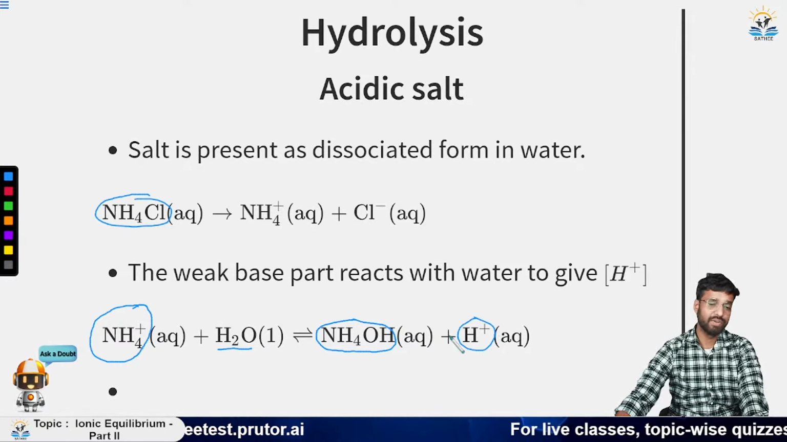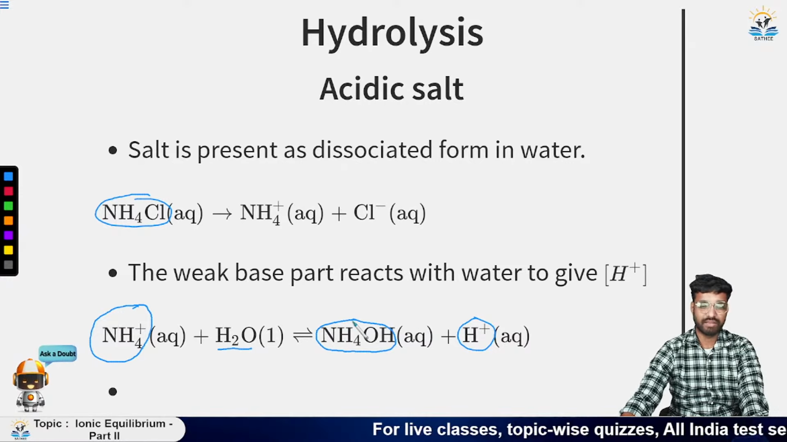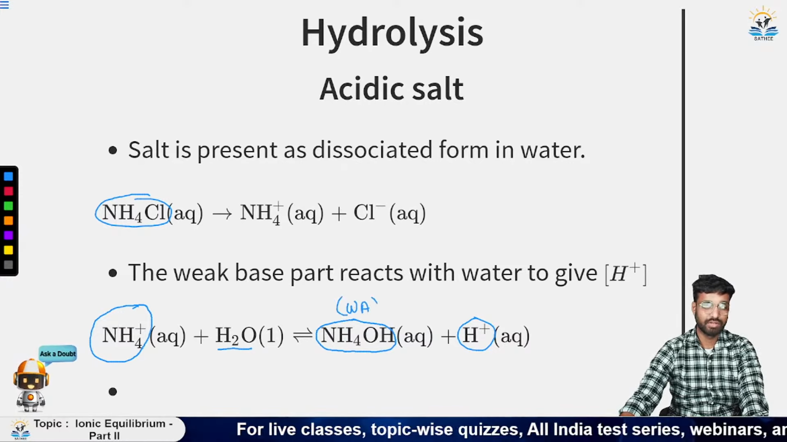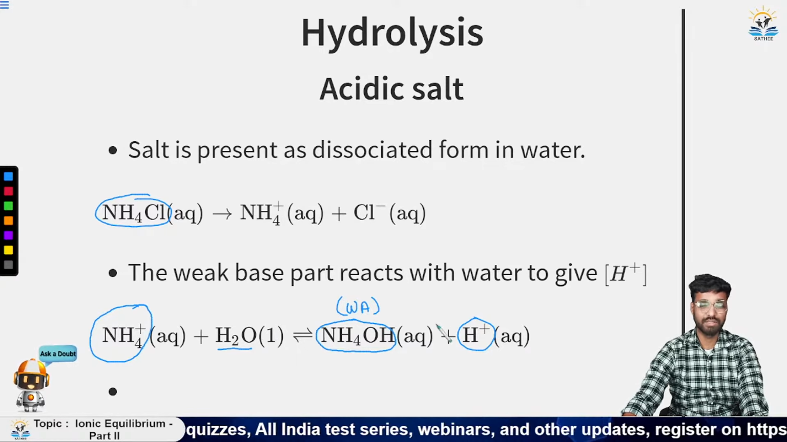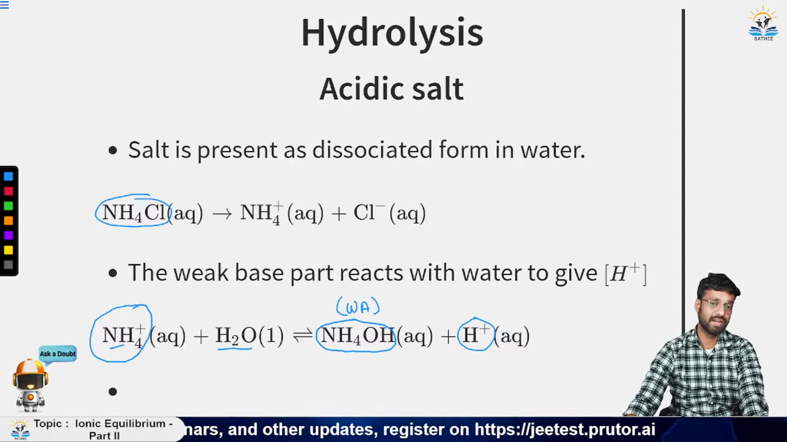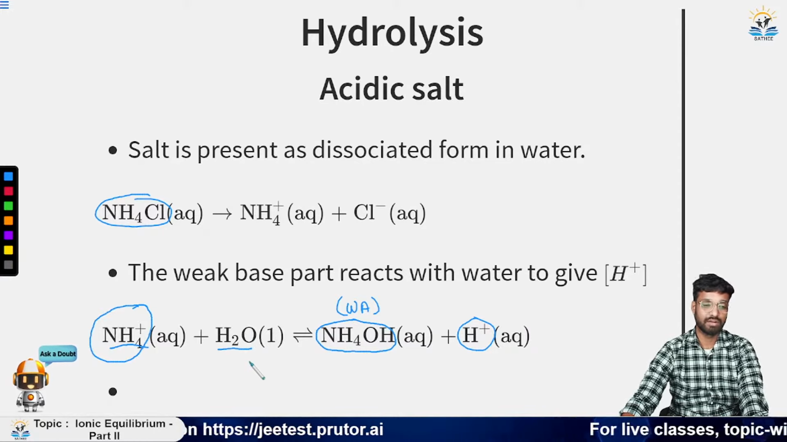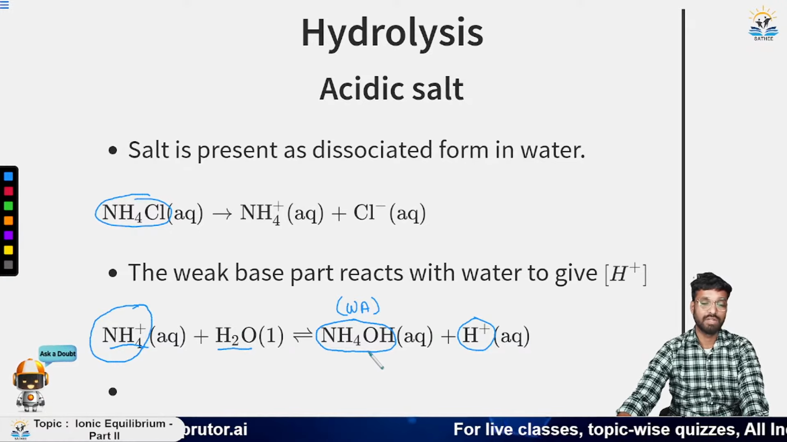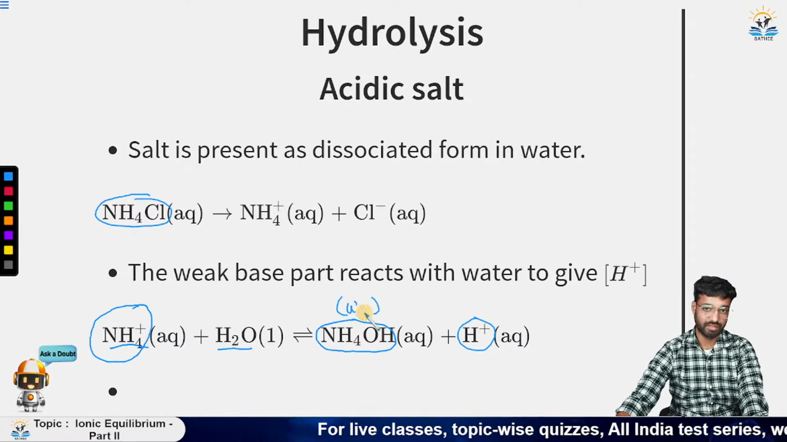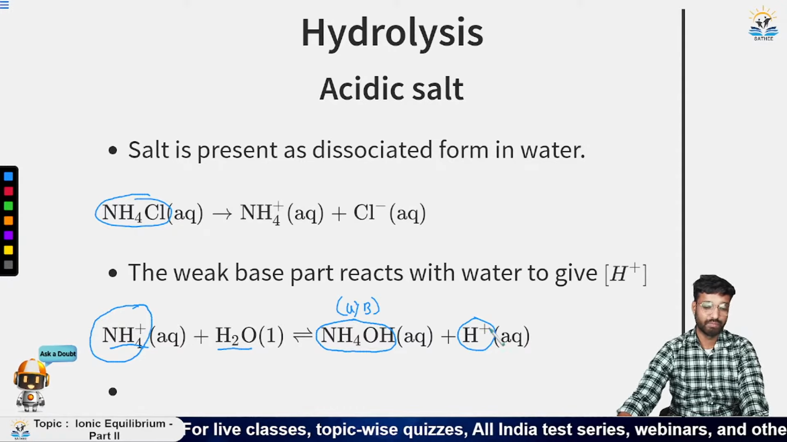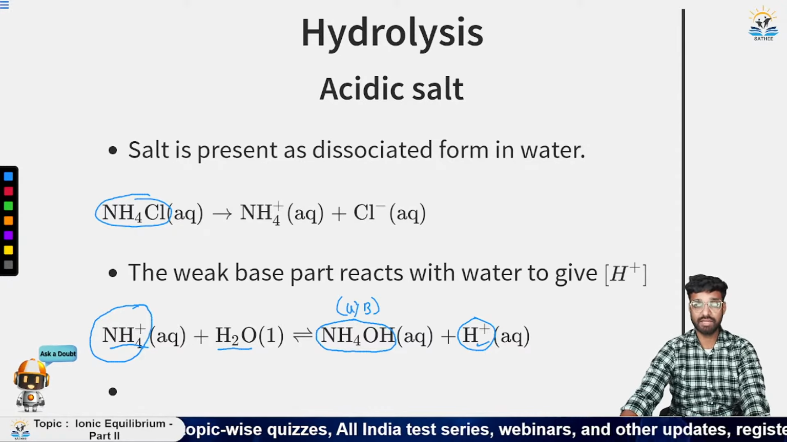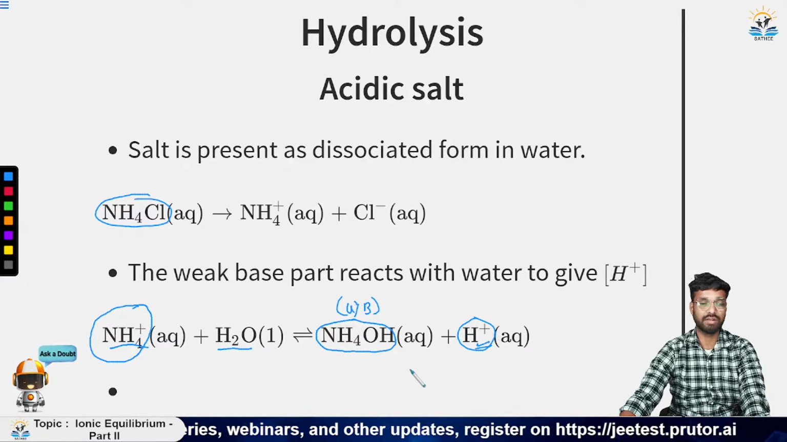ion. Now we know that NH4OH is a weak base, so it will not dissociate backward as much. It has formed in the forward direction, due to which the H plus ion concentration increases. So what we see in hydrolysis is that the cationic part of the salt, in case of a weak base, reacts with water, or gets hydrolyzed by water, to form the weak base plus H plus ion, and this resultant H plus ion decreases the pH, or increases the H plus concentration of the solution.